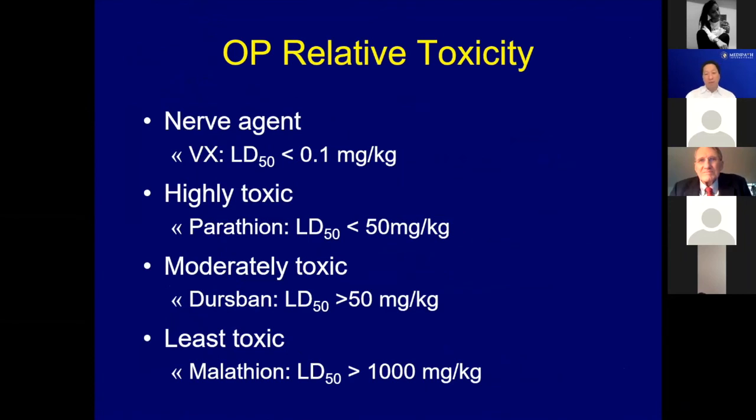So there are different types. So the most potent is VX, has the highest lethality. Least toxic is malathion. Now malathion is still available in the United States. I know that New York City uses it all the time to get rid of mosquitoes. Next slide.